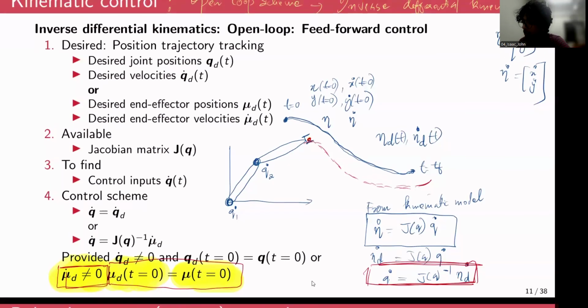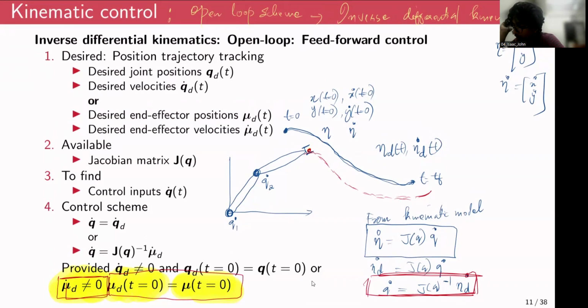So you should also remember this is an open loop scheme. There is no feedback term in this control law. And the first important condition for this controller to work is eta desired dot should not be zero. Because if that term is zero, this control input will always be zero. And the initial position of the desired trajectory, eta desired at t equal to zero, should be equal to the initial position of the actual trajectory. Then only this scheme would work. All right, I hope that is clear.